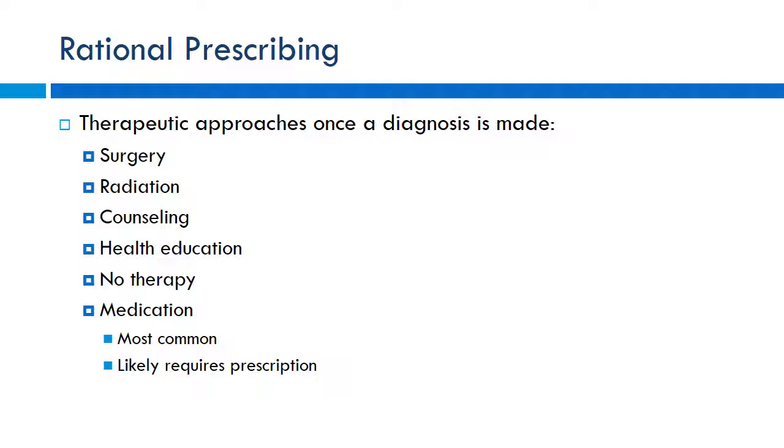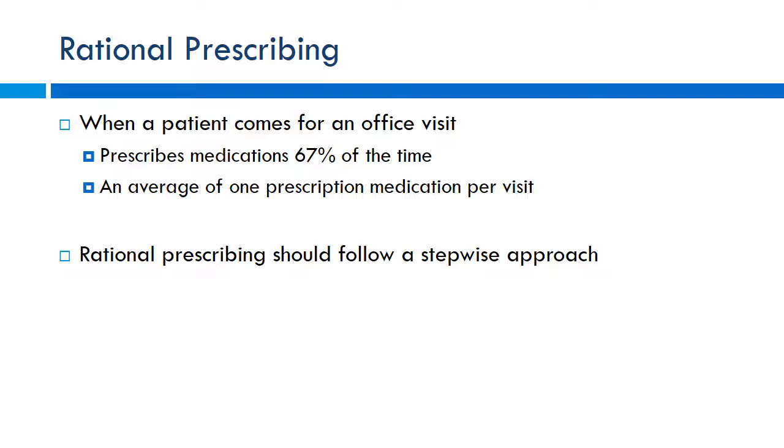A lot of times, it's medication, right? Because everyone comes to the office, and what do they want to leave with? A prescription, right? They usually feel gypped if they don't come out with one, whether it's appropriate or not. So this is most common, and most often is going to require a prescription. When a patient comes in for an office visit, about 2/3 of the time they're going to leave with a prescription, and about an average of 1 prescription per visit, right? So they see you multiple times a year, chances are they're probably going to come back with multiple scripts. And so you need to follow a rational approach when you're deciding what to use, when to use it, and how to use it when it comes down to choosing to prescribe something for a patient.